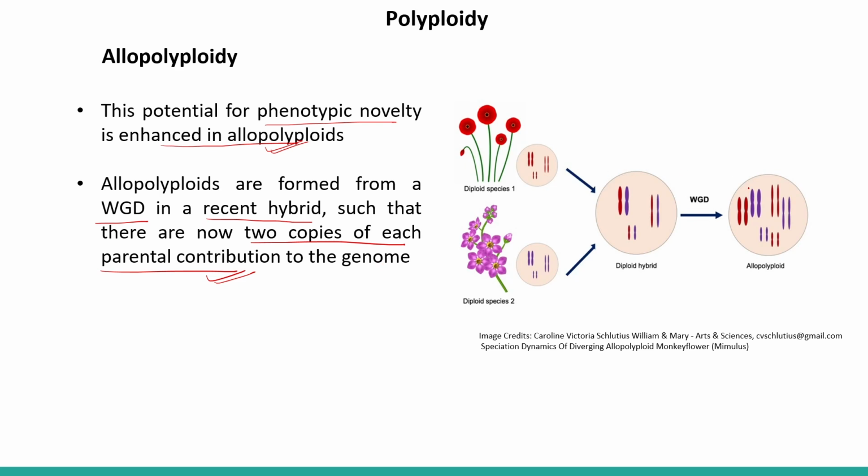Here we have these chromosomes from this particular diploid species, and these from the other species. So every parental genome is present, and we have 2 sets of chromosomes of each form. That is the allopolyploid.